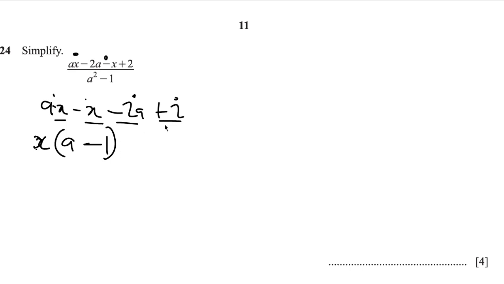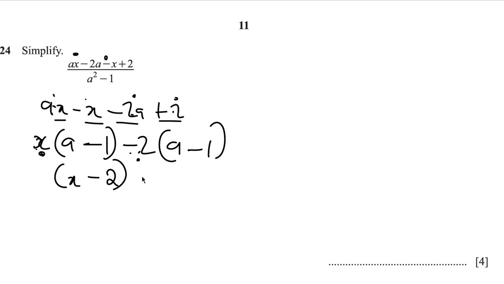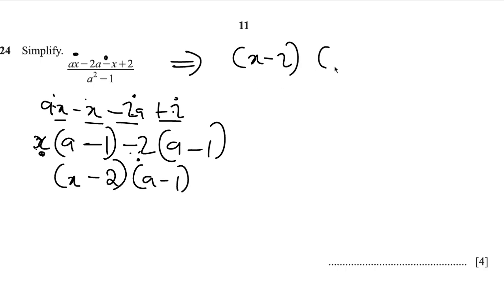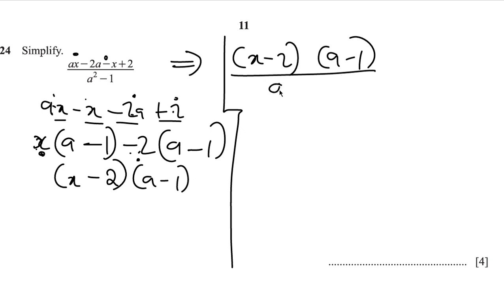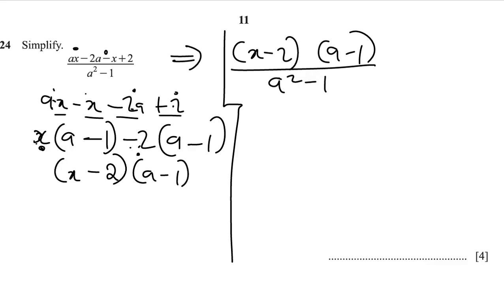And then -2 is common, so we could factor out -2. And then -2a divided by -2 is a. And positive 2 divided by -2 is -1. So we could then take this and this. Then we're going to have that (x - 2)(a - 1), and then remember, that implies that we have (x - 2)(a - 1) all over a² - 1. Let me bring that closer. It's looking far apart from themselves.